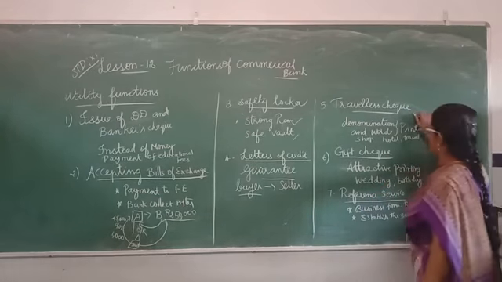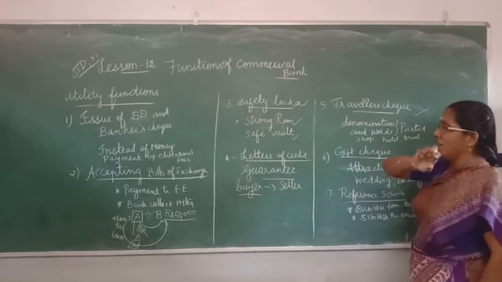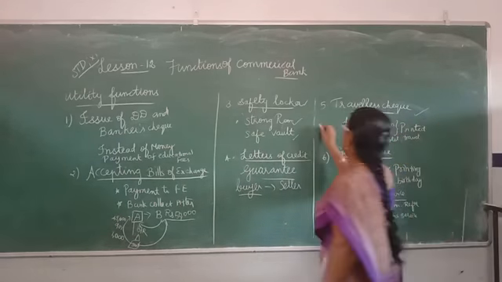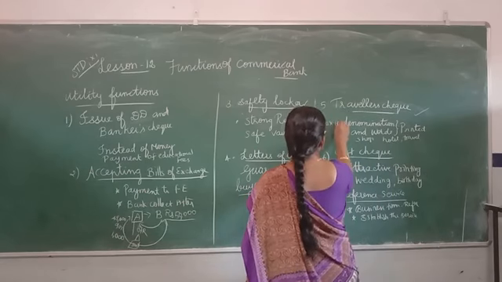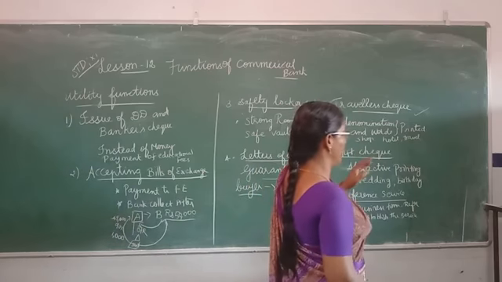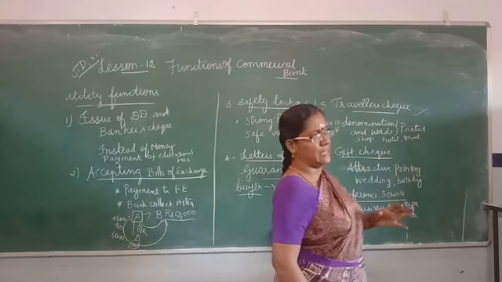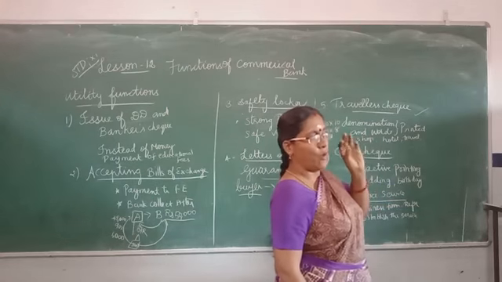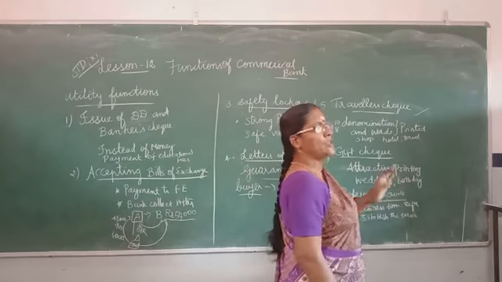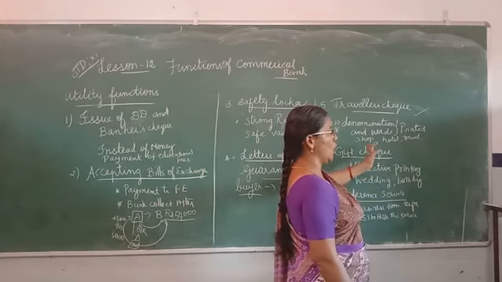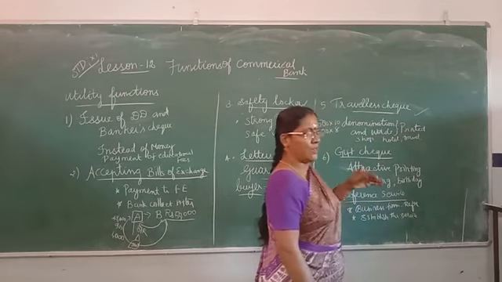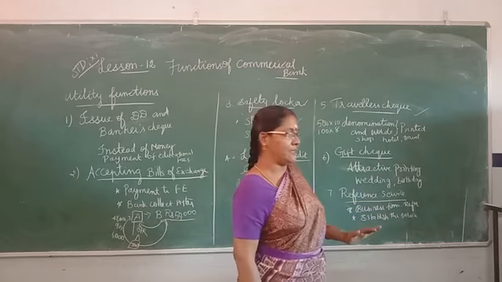Then traveler's check. In the traveler's check, all the denominations are printed. Denomination means what? How many 500 rupees? How many 100 rupees? So this is called denomination. All the denominations, whatever the amount, will be printed in the check itself, so that he can use the check in shops, hotels and all the traveling sites. Nowadays traveler's check is not available.